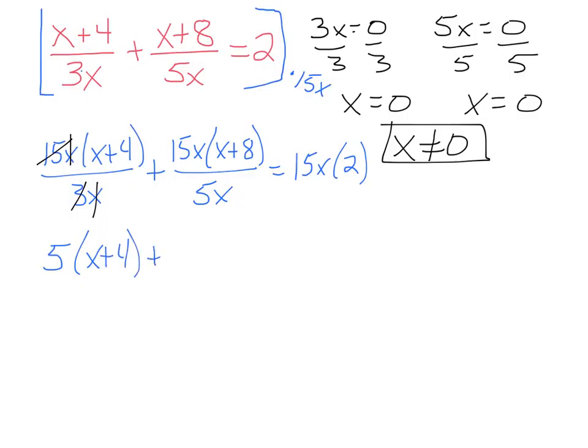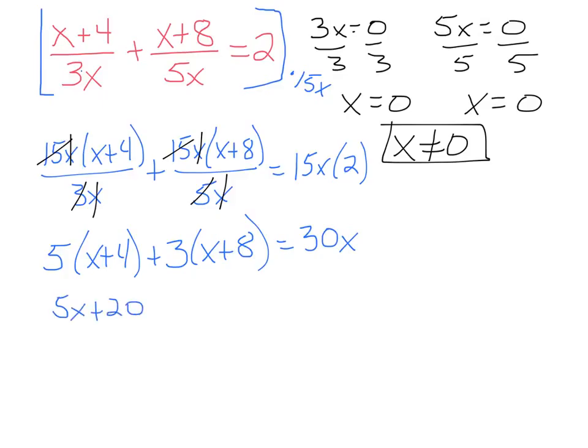And now in the second fraction, the x's are going to cancel. The 5 is going to cancel with the 5 and the 15, and we're left with 3 times x plus 8. And then we do want to multiply this over here, which would be 30x. Okay, now this is a very simple equation from here. We're going to distribute in both places, combine like terms, and just solve for x. So that gives us 5x plus 20 plus 3x plus 24 equals 30x.